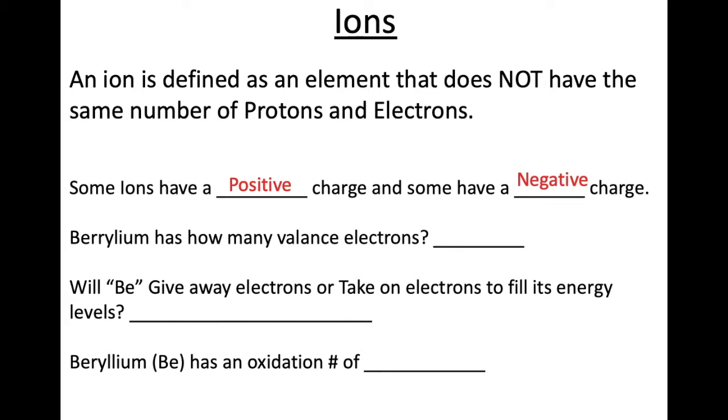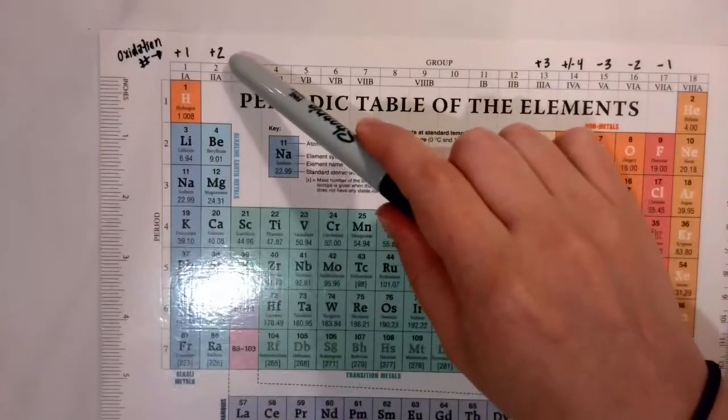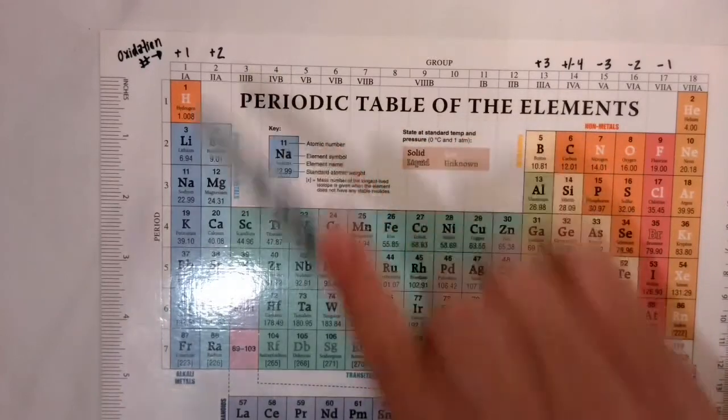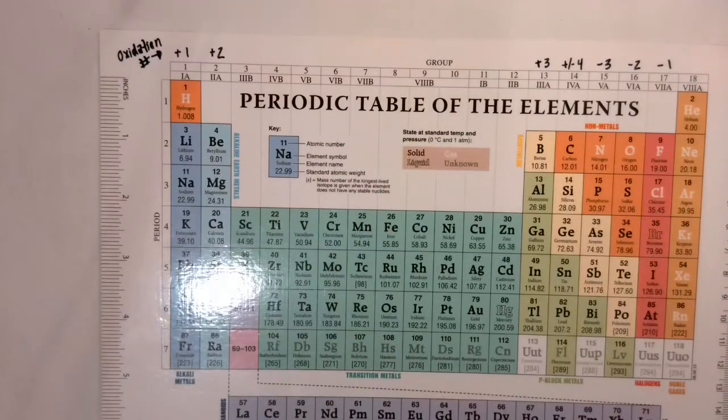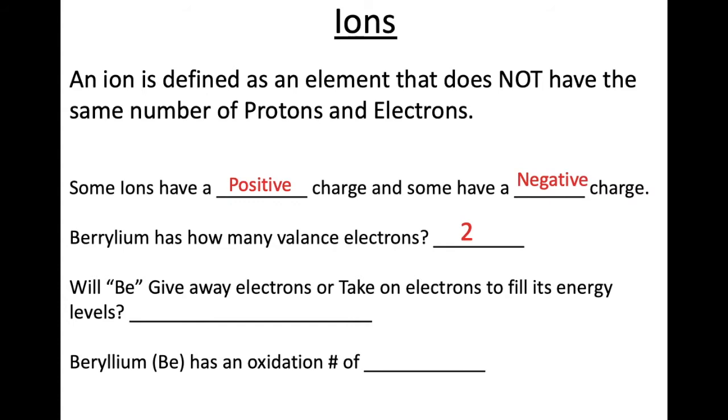For example, if we look at beryllium, how many valence electrons does beryllium have? Beryllium is in group 2 on our periodic table, so we can rightfully assume that it has 2 valence electrons. Will beryllium give away electrons or take on electrons to fill its energy levels? Well, if it only has 2 valence electrons, it's going to be a lot easier to give those 2 away than to get 6 more. So it's going to give those away, which gives it an oxidation number of positive 2.